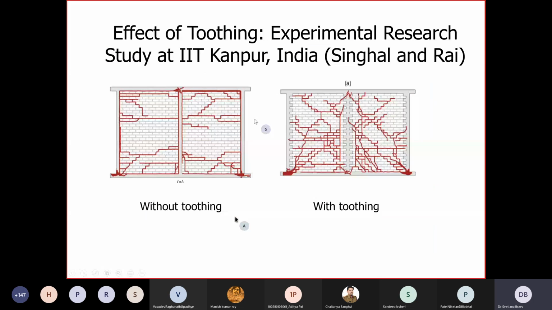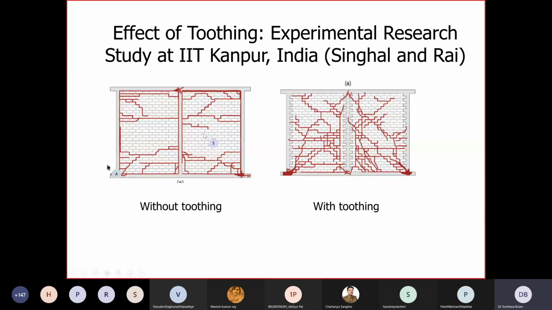The studies done in India, a very significant study was done at IIT Kanpur by Professor Durgesh Rai, and now also Professor Vaibhav Singhal, who is at IIT Patna. They studied several confined masonry walls. In any case, they studied the effect of toothing. On the left-hand side, you see a wall without toothing, and on the right-hand side, you can see a wall with toothing. These walls were subjected to in-plane and also out-of-plane seismic loading. So it was a very interesting study.